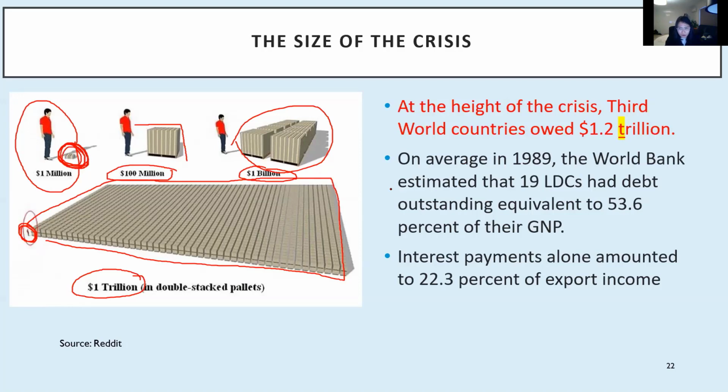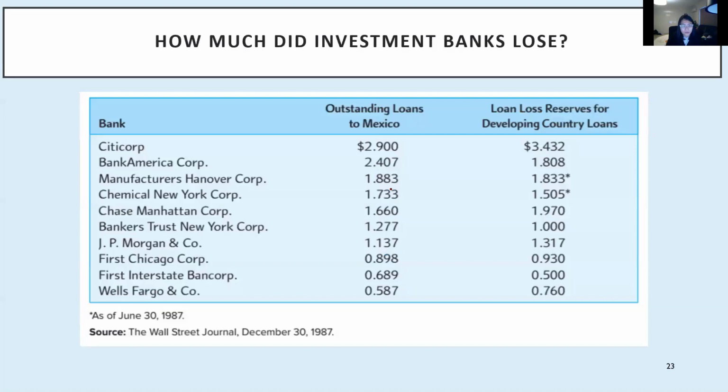Interest payments alone accounted for about 22% of their export income. So whatever you sell, you need to put aside about 22% just to pay for your debt. Okay. So what was the impact of this crisis on international banks?